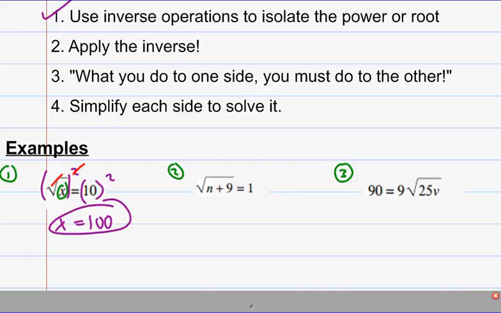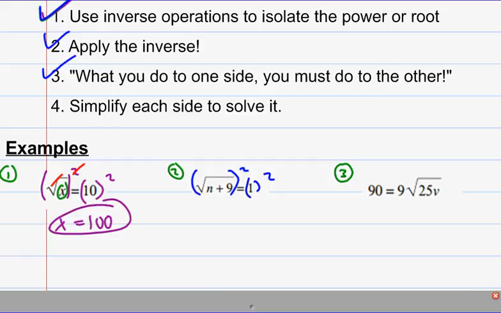Now let's do it with a little more challenging one. We also have a square root here. And the root part is all by itself, so we're done with part 1. Now we're going to apply the inverse. So remember, the inverse of a square root is squaring it. And what you do to one side, you must do to the other. So I'm going to square this side as well.